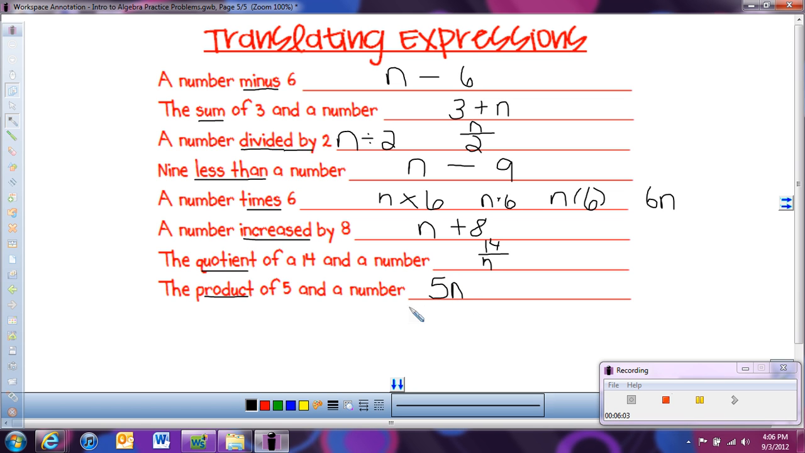The biggest piece of translating expressions is first making sure you know what operation you're using. So always look for that keyword, underline it if you need to. Look on your sheet, look on your papers to figure out what operation that goes with. Once you have that figured out, make sure you know what you're starting with in that problem. Are you starting with the number they give you, or are you starting with the number that you're looking for? That'll tell you if you're going to be writing your variable first or your number first, especially when we're working with subtraction.